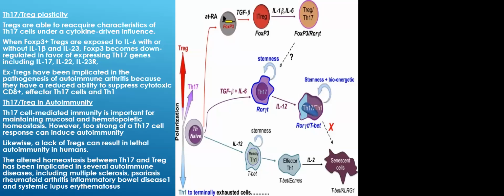The same thing happens with Th17 and Treg. What will happen? The Treg can evolve and become Th17. And that's bad news for autoimmune diseases. When you see the Treg becoming Th17, that means more inflammation, less control, right?